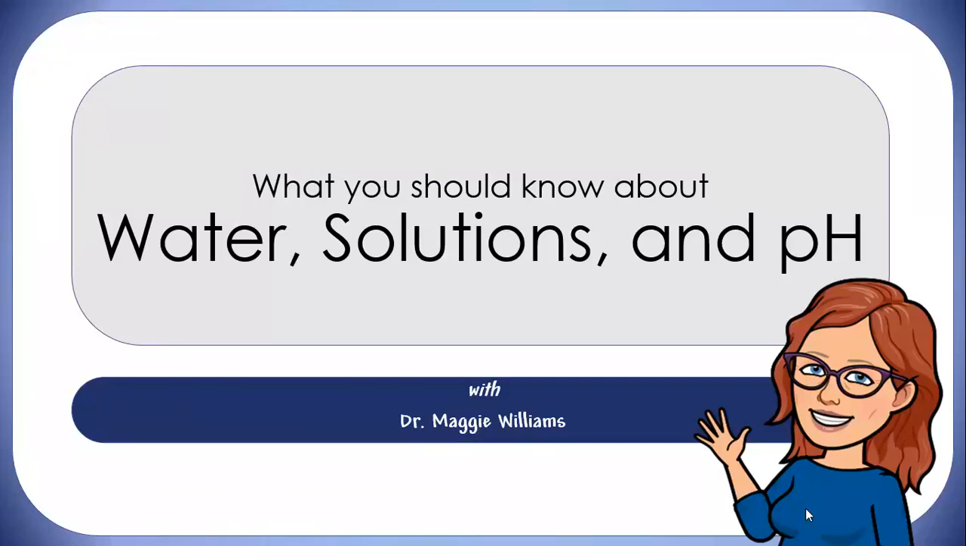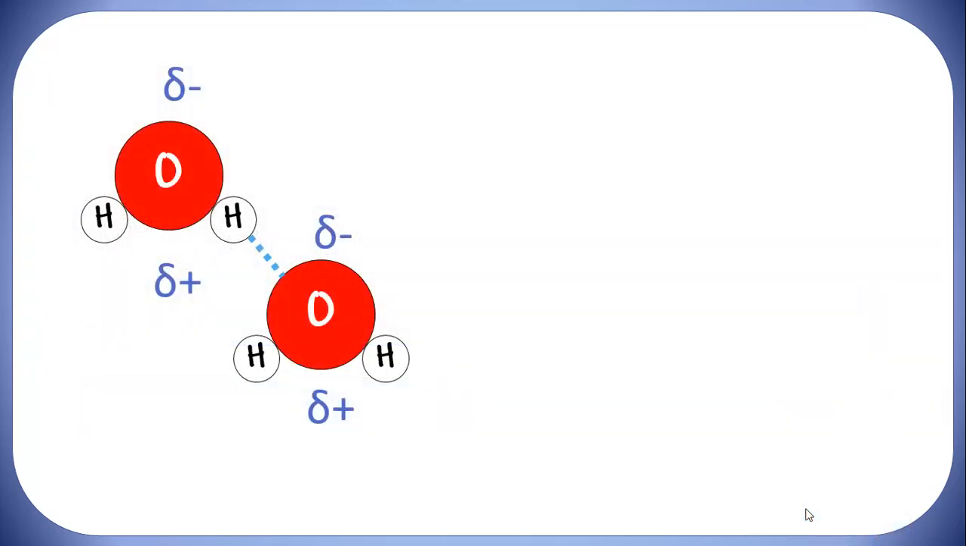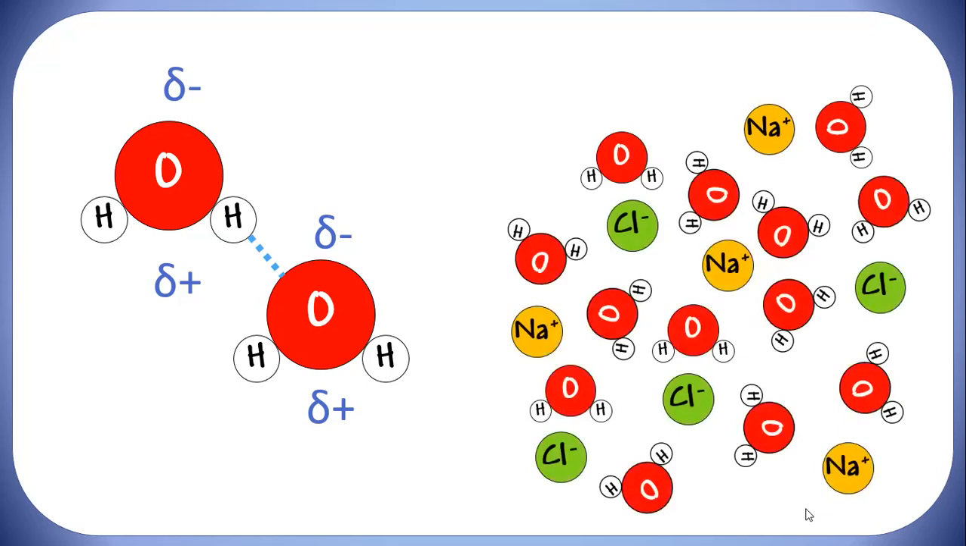What you should know about water, solutions, and pH. In the video about atoms and molecules, it was discussed that water is a polar molecule that forms interactions with other water molecules called hydrogen bonds. It was also mentioned that salts dissolve easily in water. Now I'm going to talk about more properties of water and what will or will not dissolve in it.